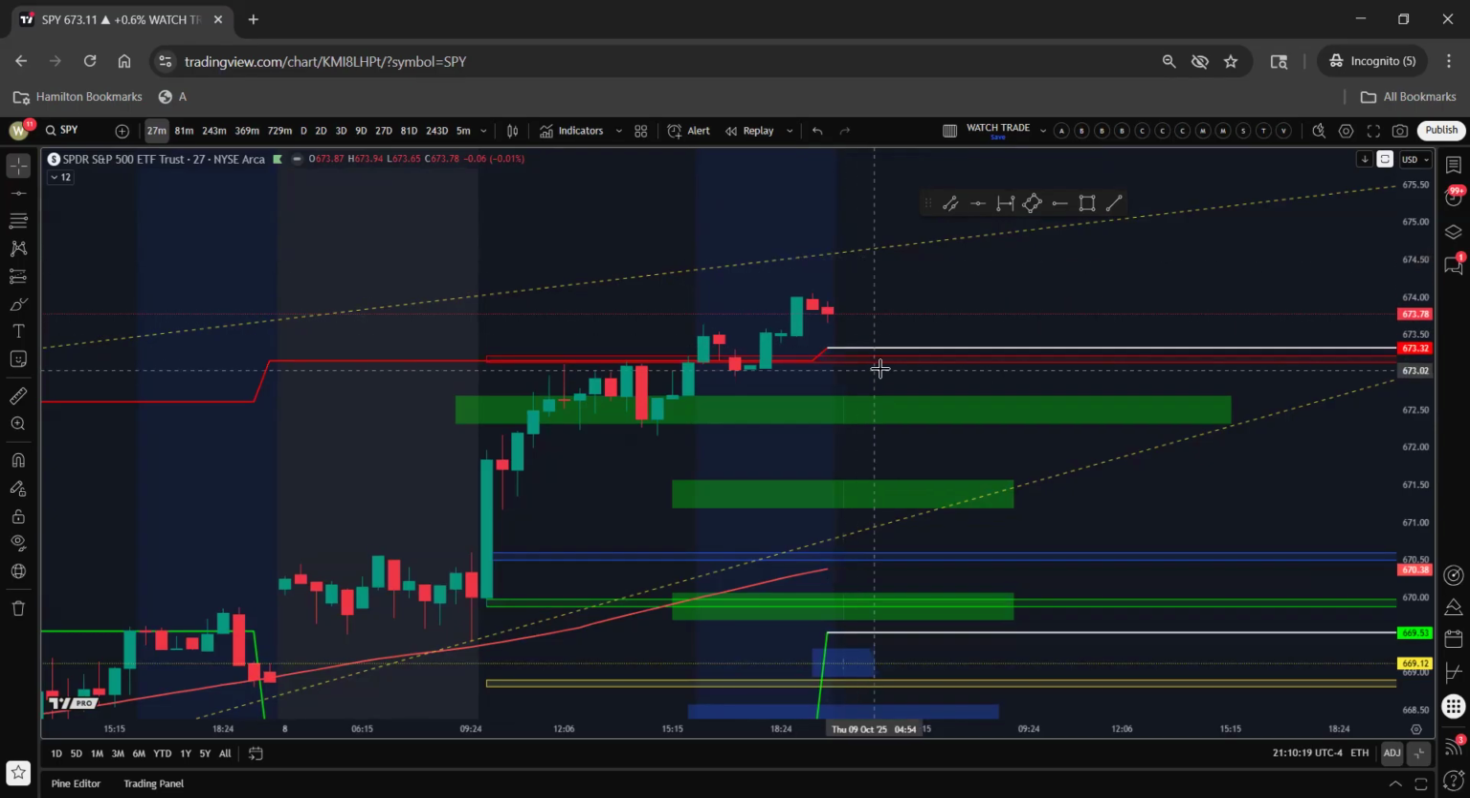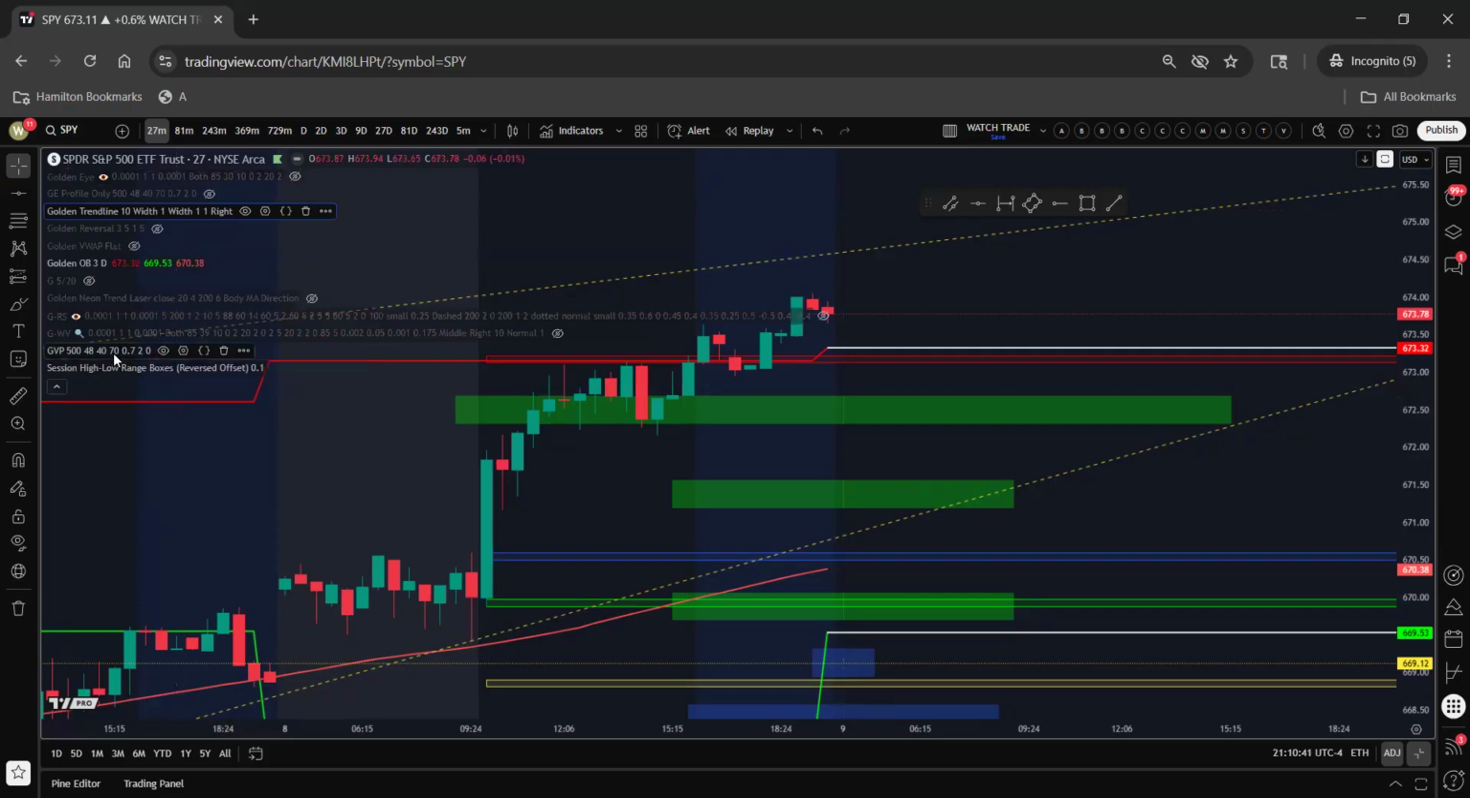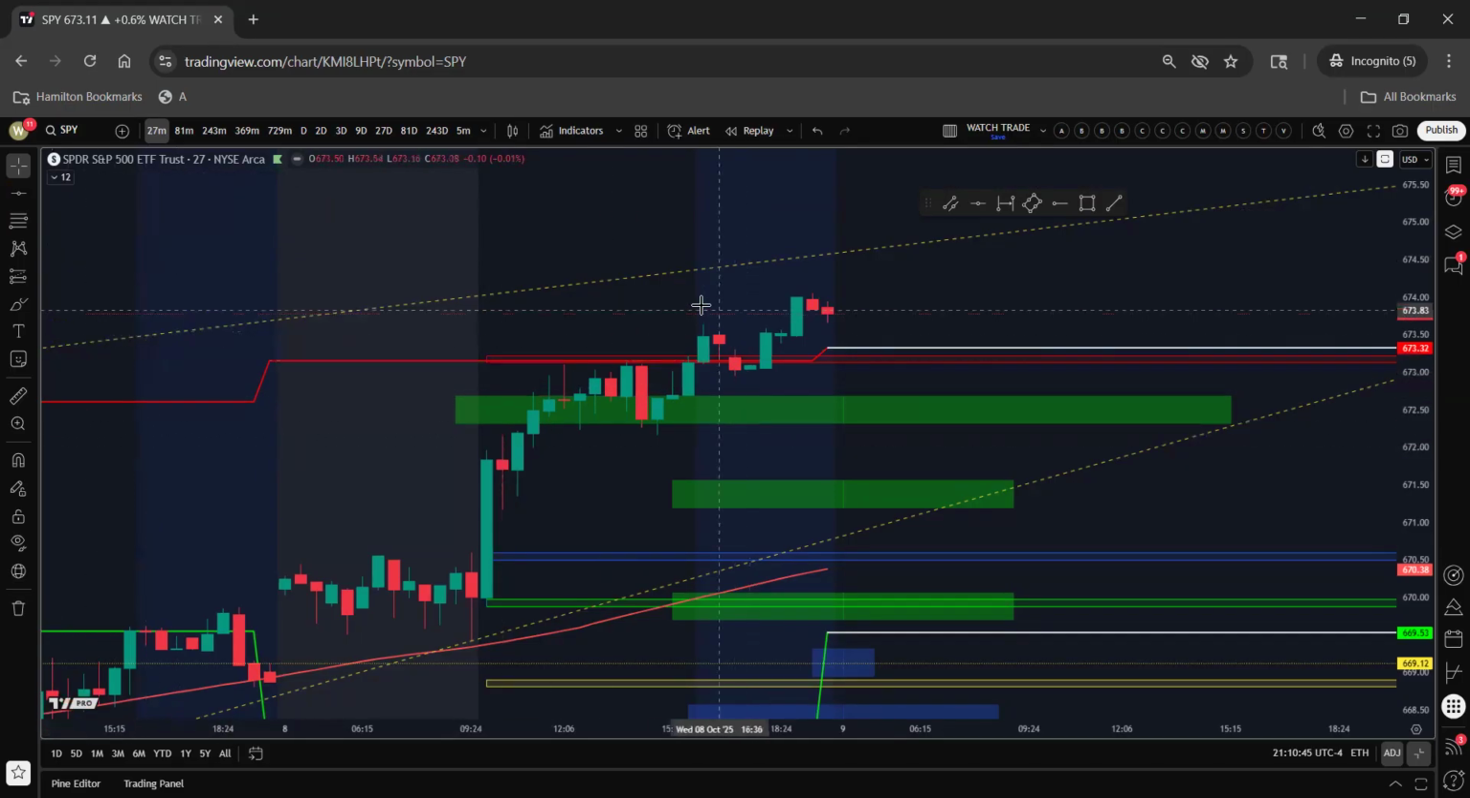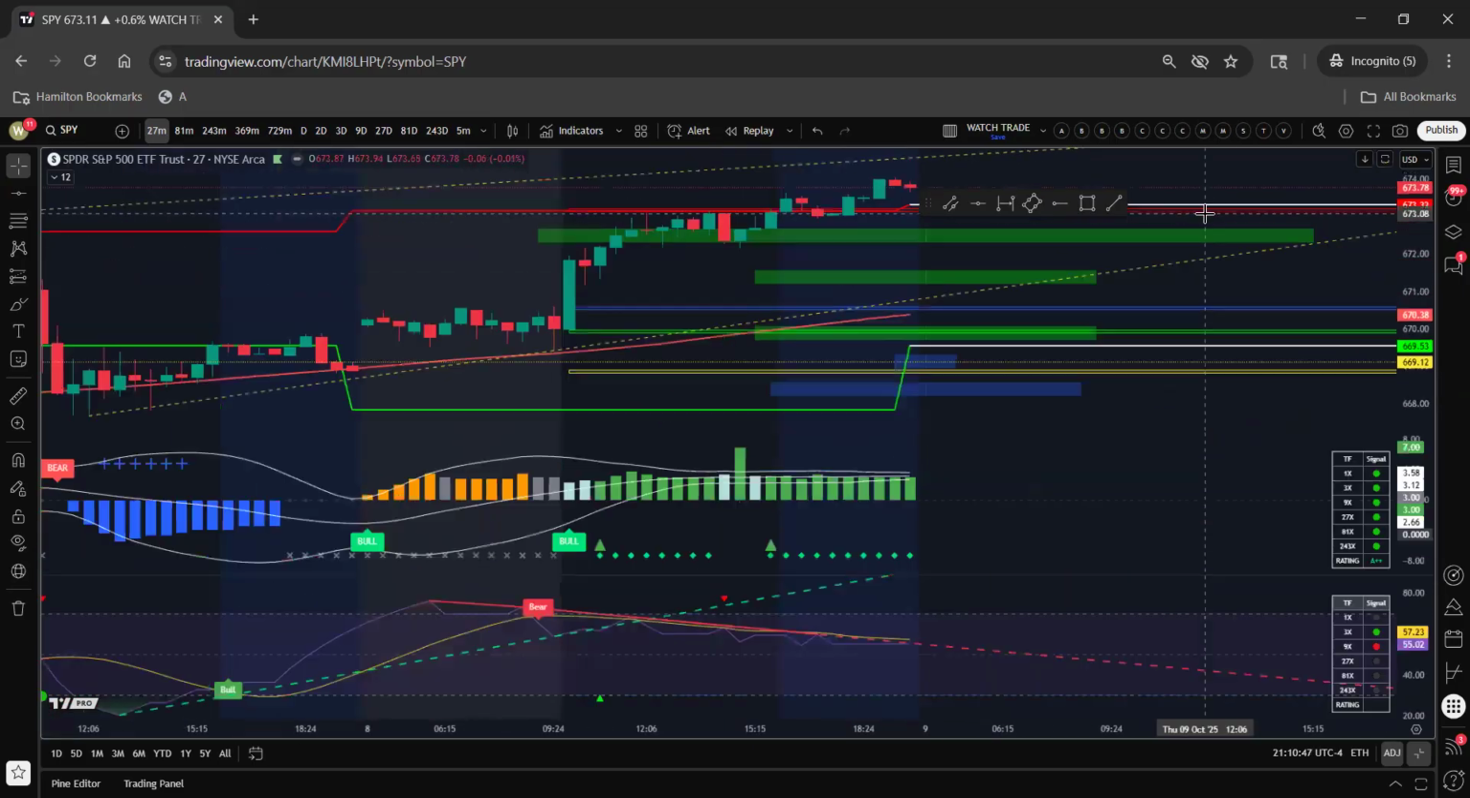It'll come back down to 673 minimum, and it might get slapped all the way back down to this bullish order block. Typically, it'll go to 671. So 674 to 671.50 tomorrow is possible. But 674.50 is also possible. So let's be on the lookout for that. And just make your life easier with these indicators. They're mechanical. They're going to help you trade.